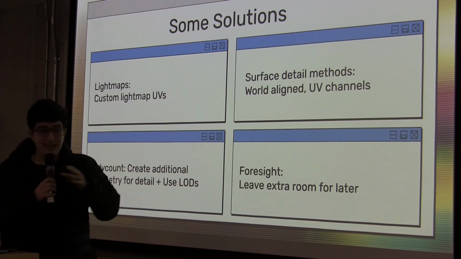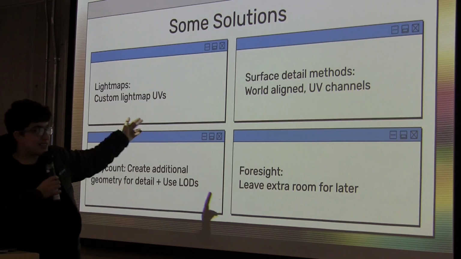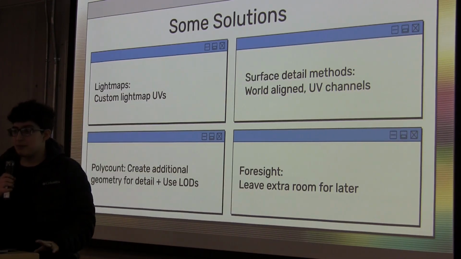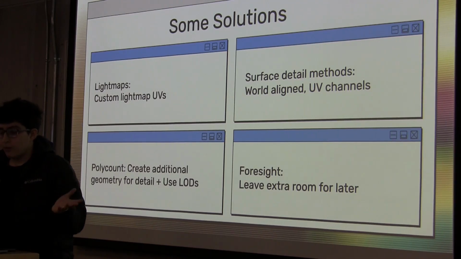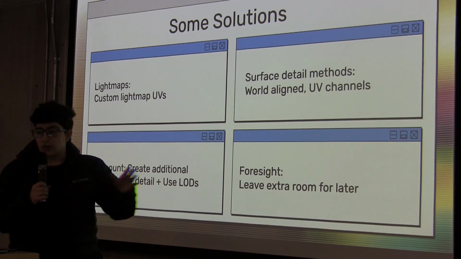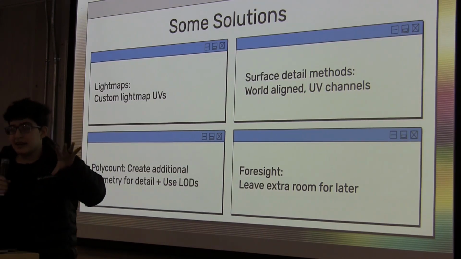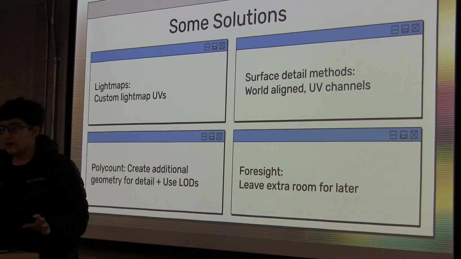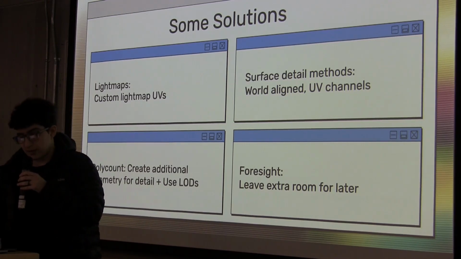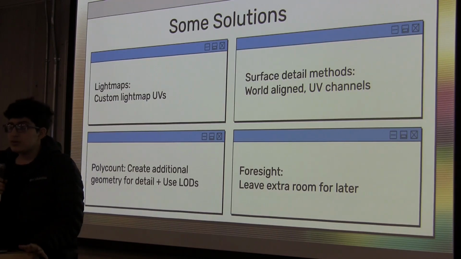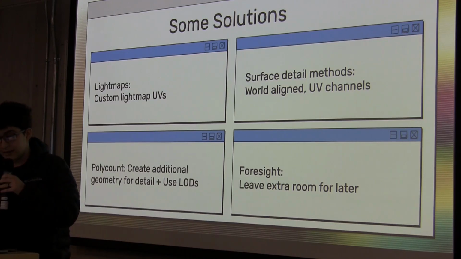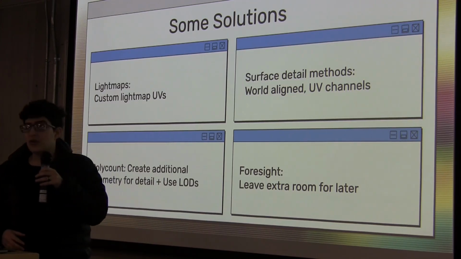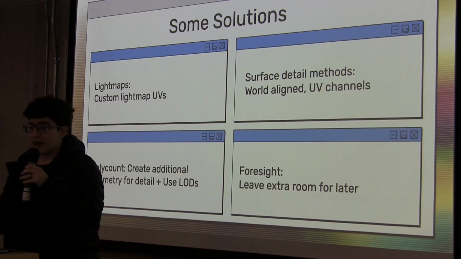So, some solutions. Make custom light maps. This actually ended up being incredibly beneficial for us because it meant we could optimize the light maps even more than we ever did before, and we found some new strategies using that. Surface detail methods: you can use materials like world-aligned materials to add extra texture that isn't reliant on UVs, or you can use UV channels. Poly count: as long as you're using LODs, that increased poly count doesn't really matter. Foresight: just leave extra room on the texture sheet and know not to change it retroactively and you'll be fine.